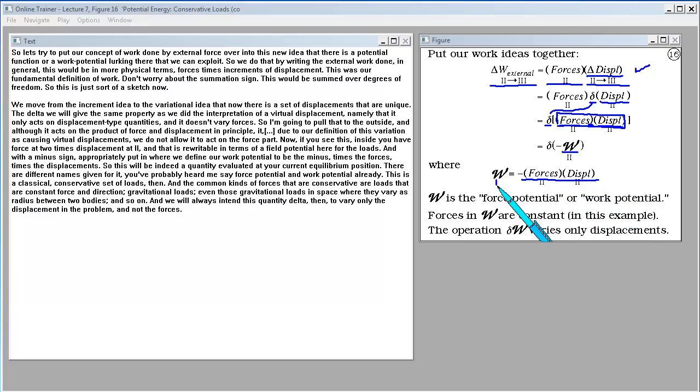So this will be indeed a quantity evaluated at your current equilibrium position. There are different names given for it. You've probably heard me say force potential and work potential already. This is a classical conservative set of loads then. And the common kinds of forces that are conservative are loads that are constant force and direction, gravitational loads, even those gravitational loads in space where they vary as the radius between two bodies and so on. And we will always intend this quantity delta then to vary only the displacement in the problem and not the forces.